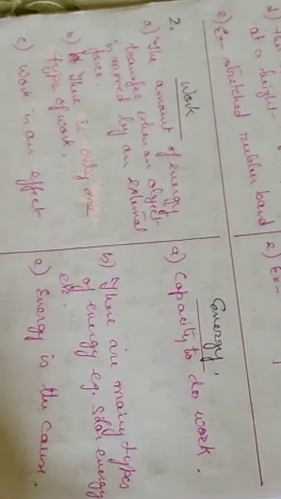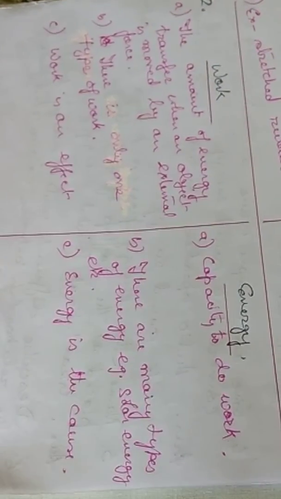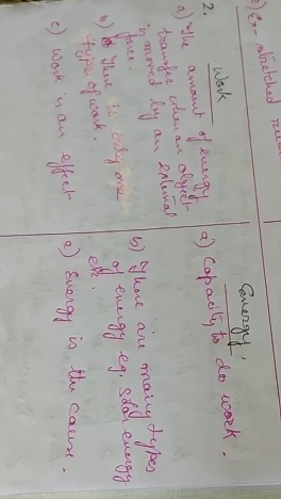Okay. Now, the difference between work and energy. Work is the amount of energy transferred when an object is moved by an external force, and energy is the capacity to do work. In work there is only one type, whereas there are many types of energy: solar energy, heat energy, magnetic energy, etc. Now, work is an effect, whereas energy is the cause. Okay, so I stop here.